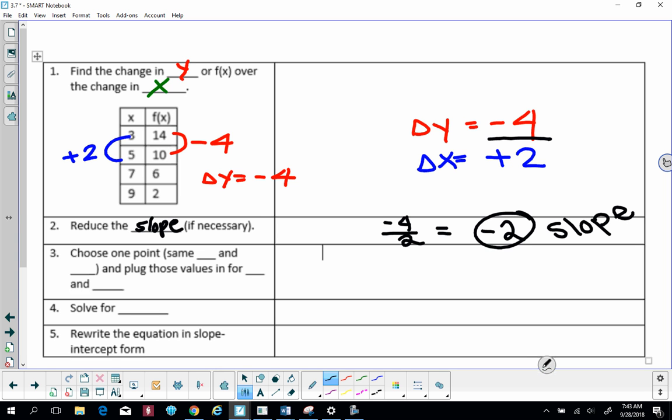If you wanted to circle 2 points and write them as points and find the slope, you can also do that. So I can do 3, 14, 5, 10, and plug it into that equation to get the same answer.